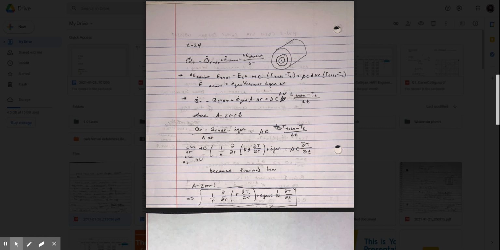Hello, it's Carter Collier. I'm going to be explaining homework 2 for heat and mass transfer. The first question asks you to create the steady-state one-dimensional heat conduction equation for a long cylinder.